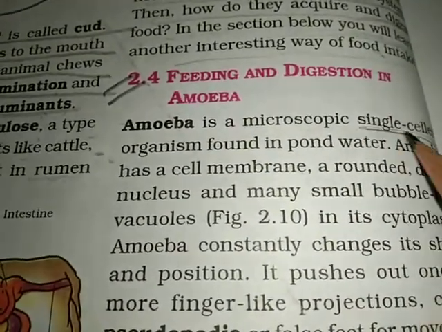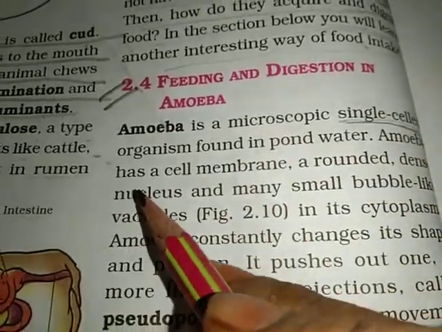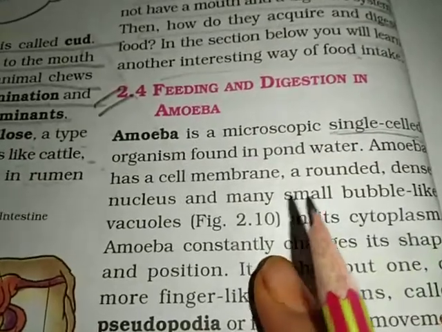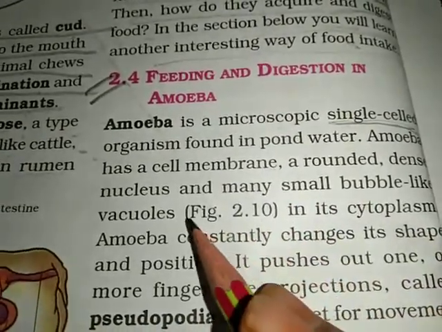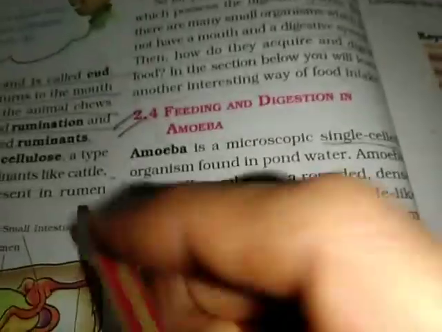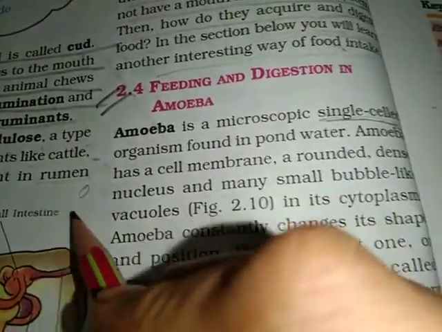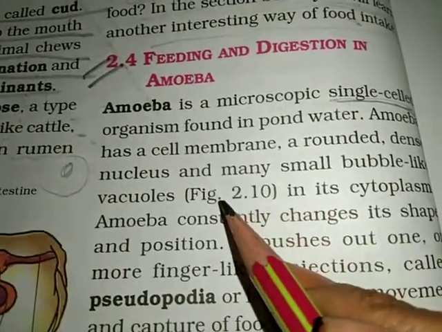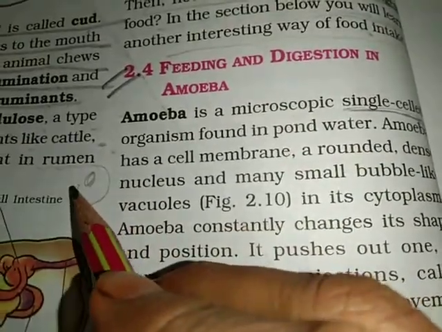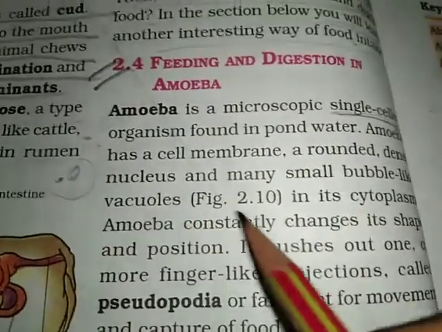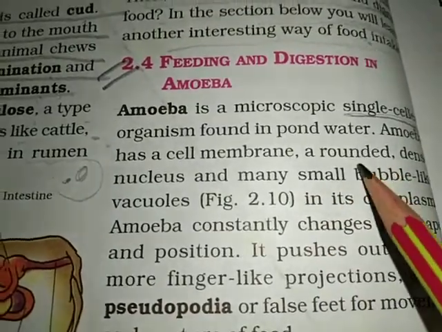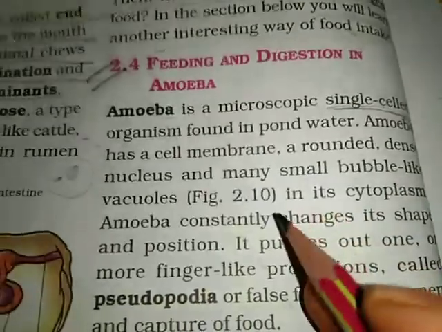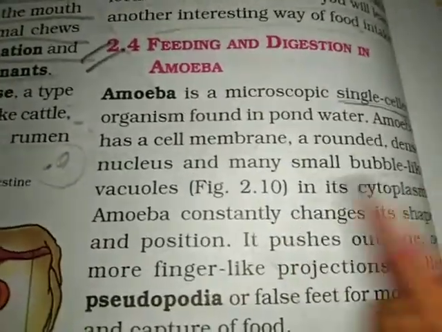Single cell, मतलब एक ही सेल का होता है. Amoeba has a cell membrane, a rounded dense nucleus, and many small bubble like vacuoles. Vacuoles are small bubbles inside the cell. They are called vacuoles. It has got a conspicuous nucleus and cytoplasm and a cell membrane. Okay, further, vacuoles in its cytoplasm.